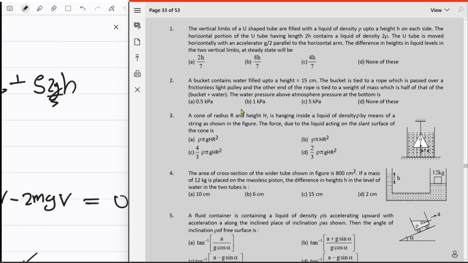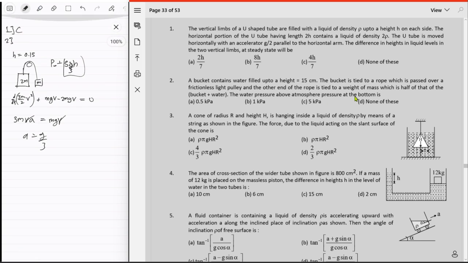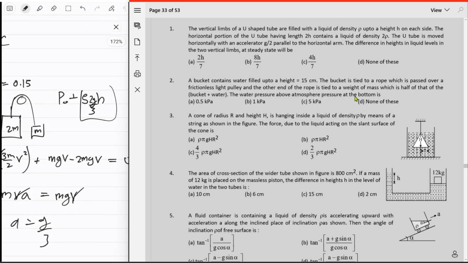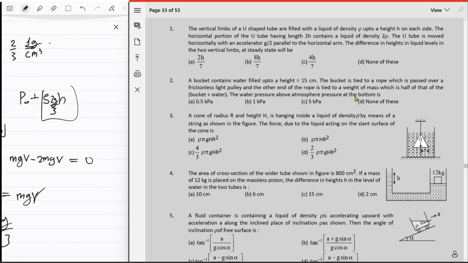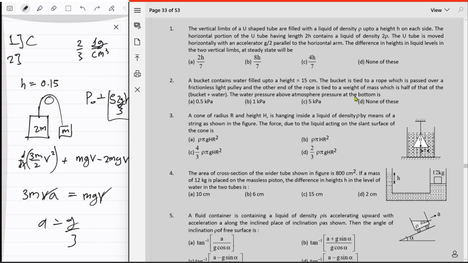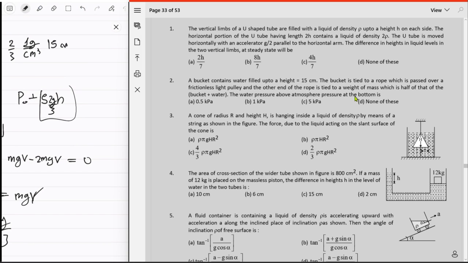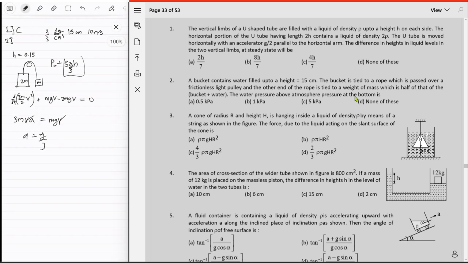So what do you want? The water pressure above atmospheric pressure at the bottom is just this thing, of course. So it's water, right? Oh, that's also in centimeters. Just use centimeters. So one gram per centimeter cube, 2/3, and G, which is 10 meters per second square, and H, which is 15 centimeters. This is one answer.